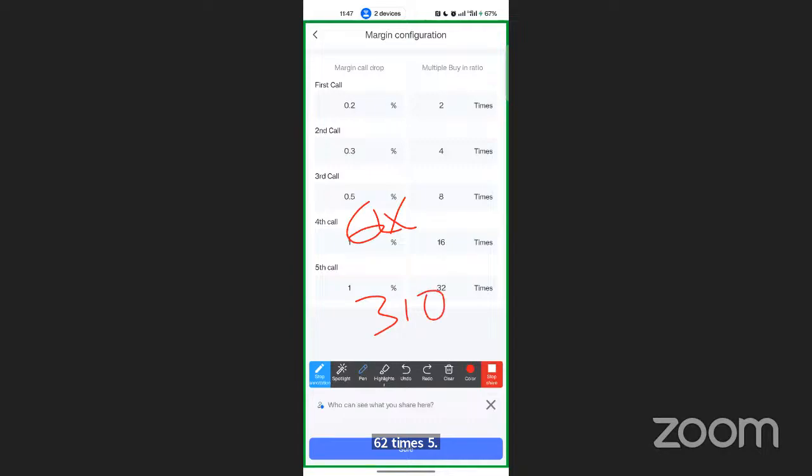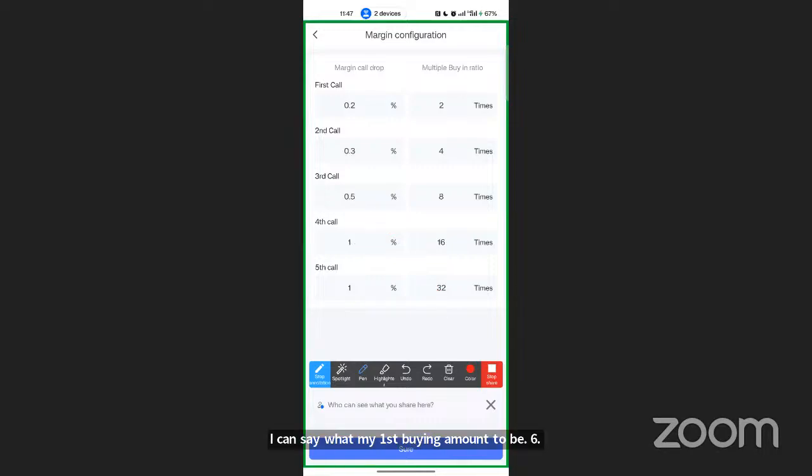Am I making sense to someone? So it is that 62. I can say I want my first buying amount to be 6. So that is 372. If I add on my 75, I still have more money. What if I say 62 times 7? That is 434, plus my first buying amount, which was 75, that is 509.